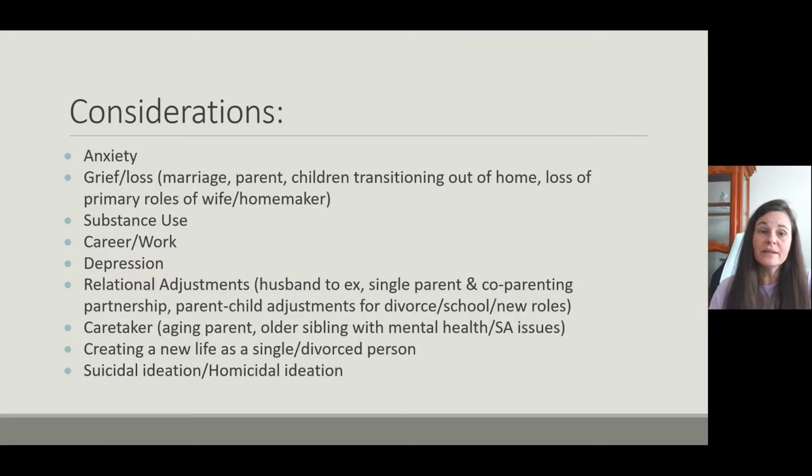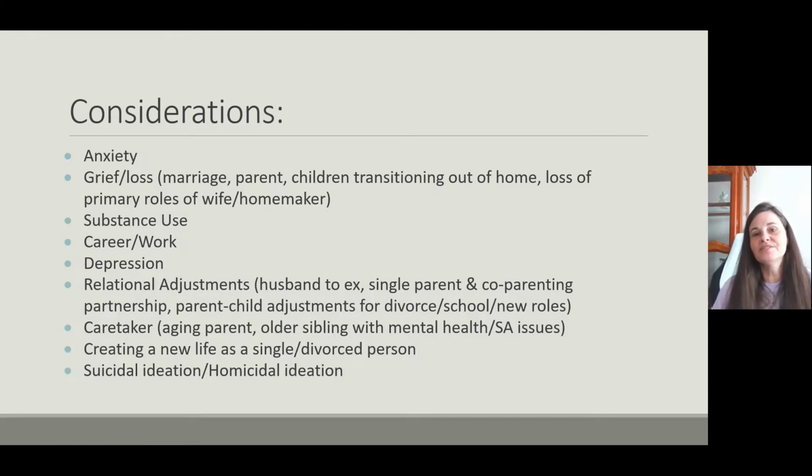And then from a caretaking perspective, she's got an aging parent. She's got an older sibling that's got some mental health and substance issues. So how large is that role that she's taking? Is she really providing a lot of care? Is she just overseeing? How is that other parent doing? Plus, there was that recent loss of a parent. You may want to explore what that relationship was like between the parents. Were they together? Is this more of a significant loss to that other aging parent?